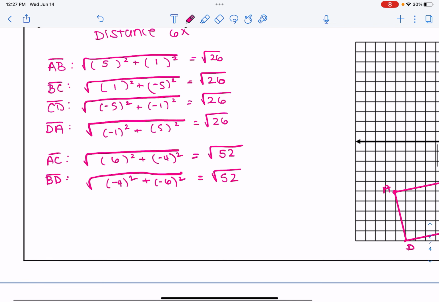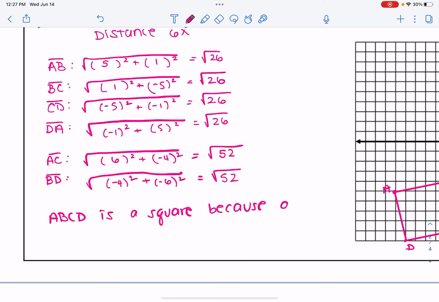All right, let's write a conclusion of how we know that this is a square. So I'm going to say that ABCD is a square because all four sides are congruent and the diagonals are congruent. We want to make sure we add that extra piece in about the diagonals.